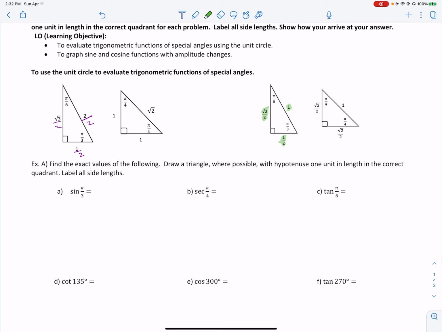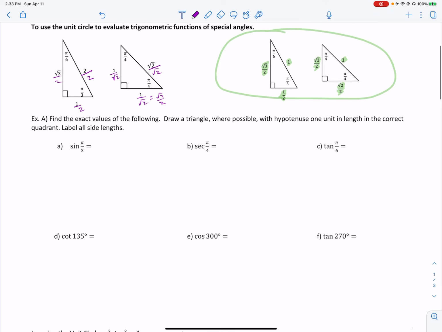In the 45, 45, 90, to get the hypotenuse to be 1, I need to divide by √2. So I'm going to divide each of the sides by √2. And 1 over √2 rationalized is √2/2. So on the 45, 45, 90 triangle, to get the hypotenuse to be 1, the two legs are going to be √2/2 and √2/2. So now I want you to draw the triangle but make the hypotenuse 1. So I want you to be using these two triangles.